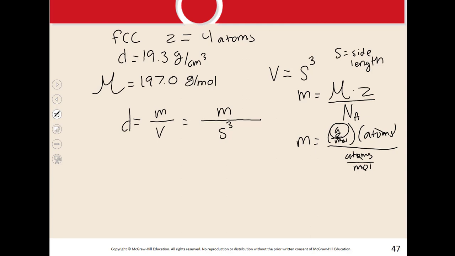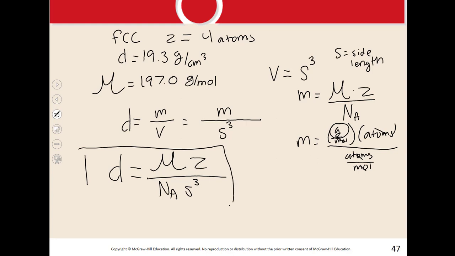Now here's this new equation. Density is equal to the molar mass times Z, the number of atoms, divided by Avogadro's number, and then you still have the side length cubed there. This is our equation relating the density to the side length and molar mass. I think your homework question actually asked you to find the density.